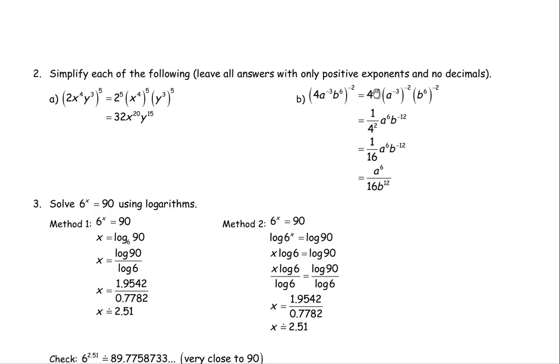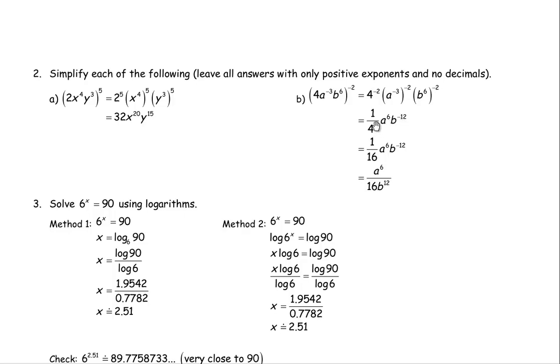Now 4 to the negative 2, remember a negative exponent means the reciprocal. So that's equal to 1 over 4 squared. Notice the 2 in the denominator here. That exponent has now a positive exponent. Power of a power again, so we multiply the exponents. Negative 3 times negative 2 is 6, and 6 times negative 2 would be negative 12.